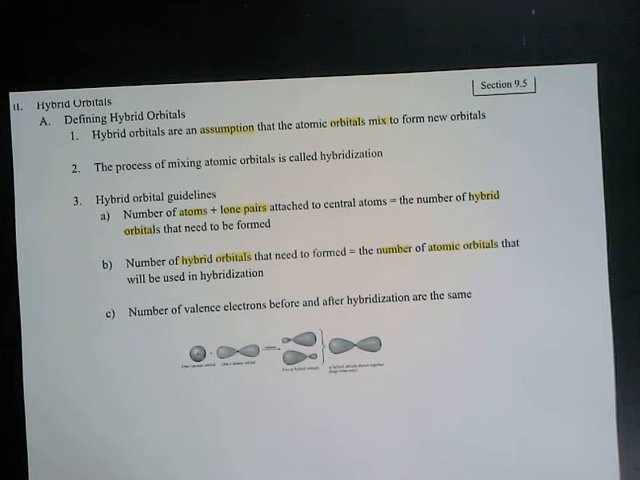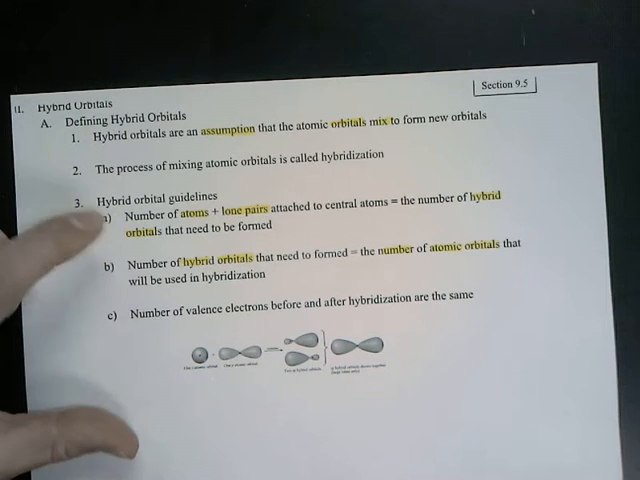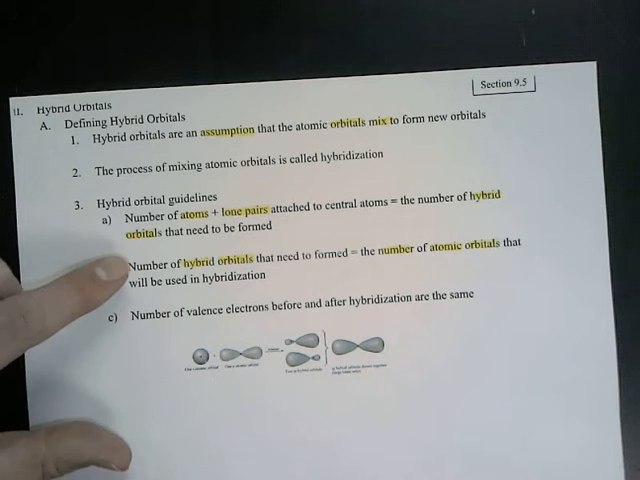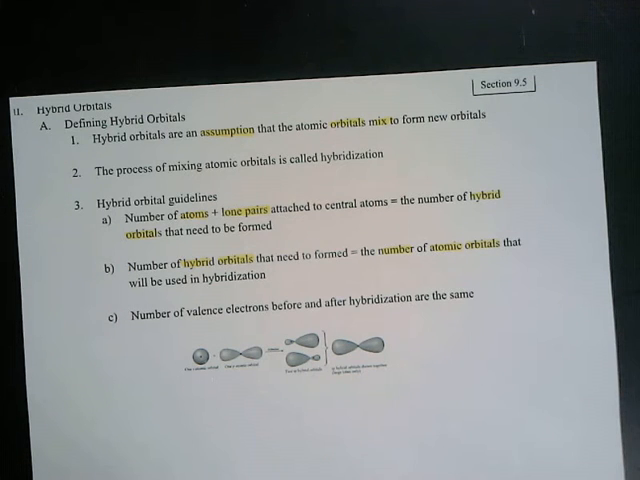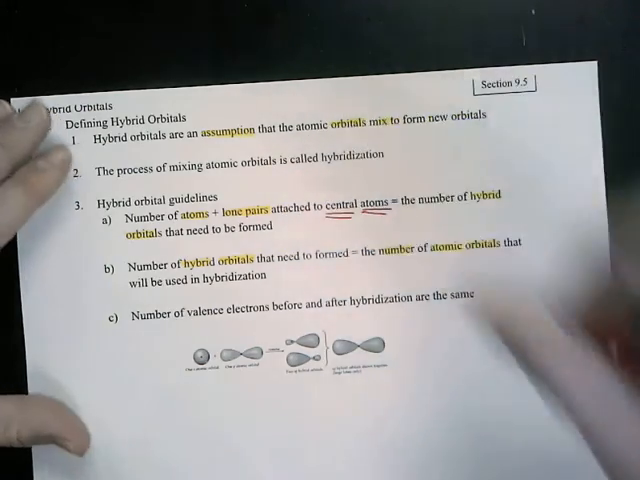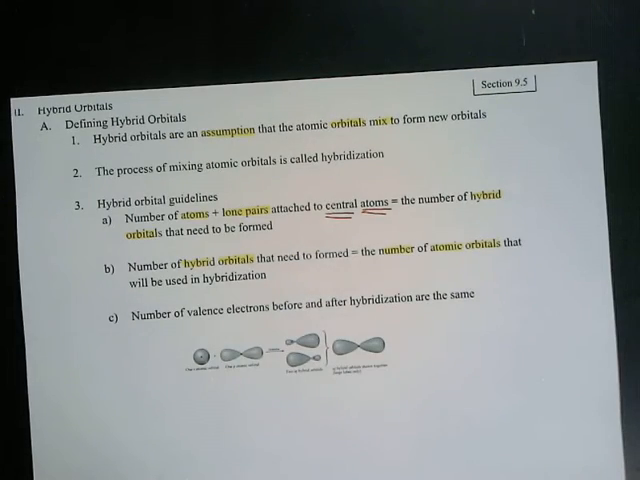Okay. Now, the number of hybrid orbitals is going to be equal to the number of atoms plus the number of lone pairs around the central atom. And really the key word here is around the central atom. That is the atom that's making room for those particular electrons to be shared. And we'll see that here in our atomic orbital examples.